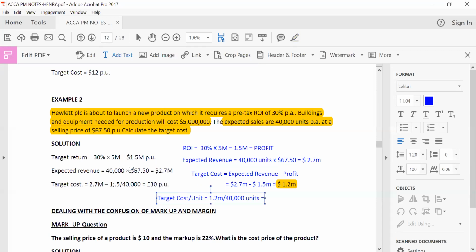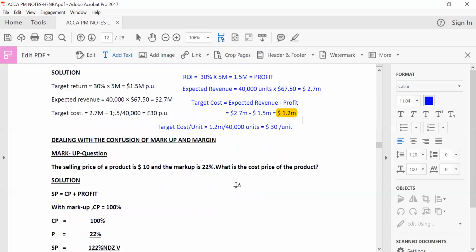So what answer are we getting? We end up getting $30. If it is in pound, 30 pound, either of them, right? Doesn't matter. So we have $30 per unit. Per unit, right? So that answers question number 2.